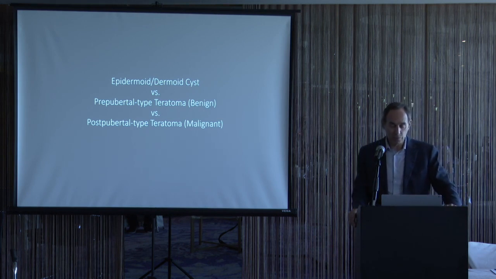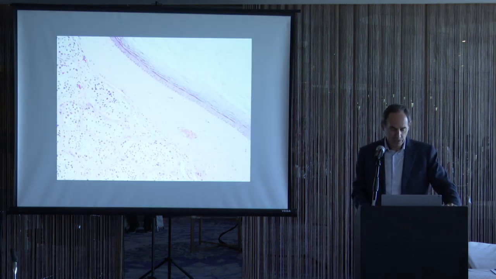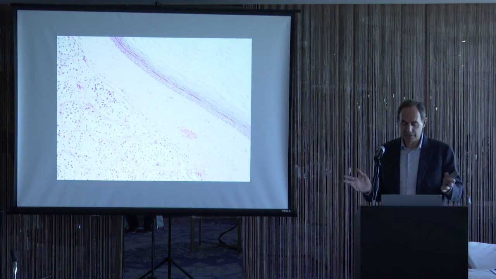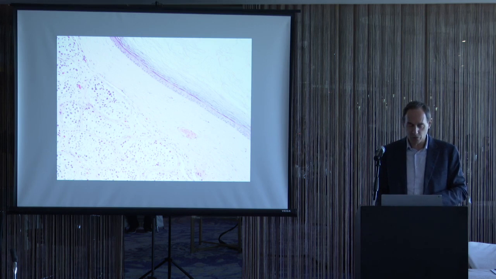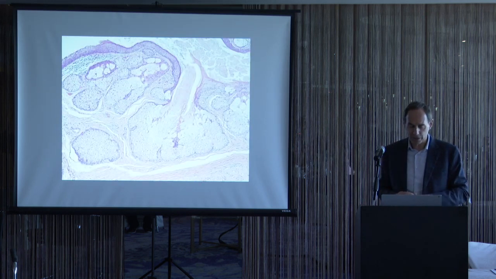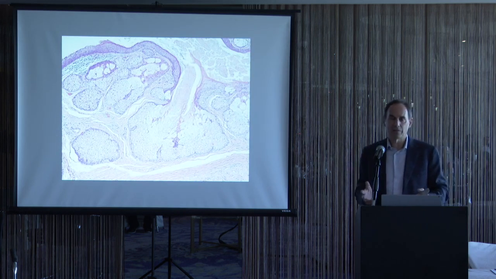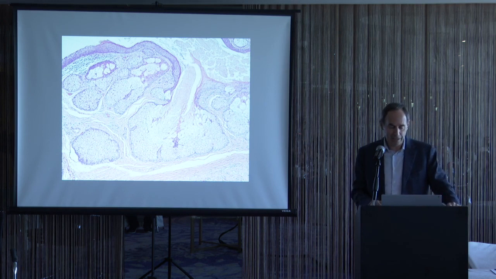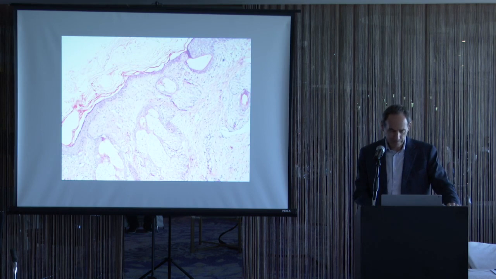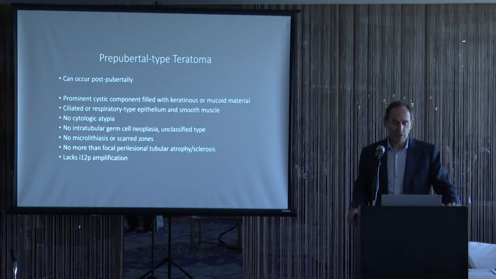So another differential, and we'll talk about this also in some depth in the slide seminar, is epidermoid cysts versus prepubertal type teratomas, which are benign, versus postpubertal type teratomas, which are by definition malignant. An epidermoid cyst, very simply, is a cyst with keratin. The key thing is the surrounding seminiferous tubules should look normal with active spermatogenesis. In a dermoid cyst, you have other elements, skin adnexal structures like hair, sebaceous glands, sweat glands.